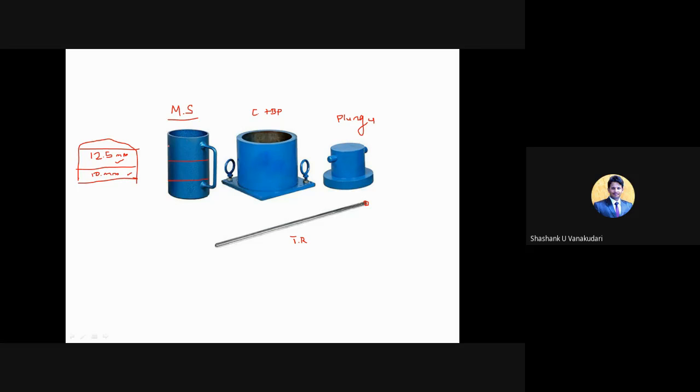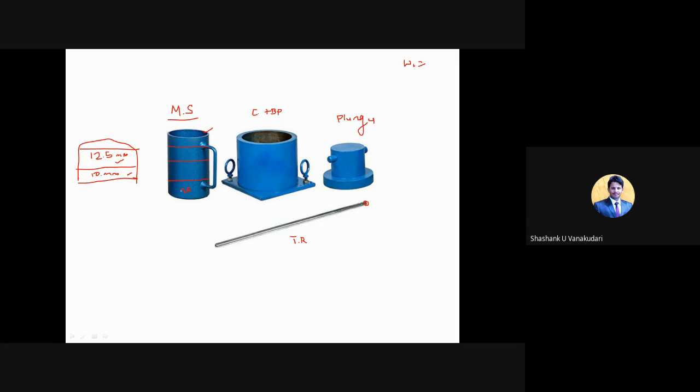We need to fill the measuring cylinder in 3 layers, and each layer is tamped 25 times. Before this, we need to consider W1, that is the empty weight of the measuring cylinder. That one you need to note down.